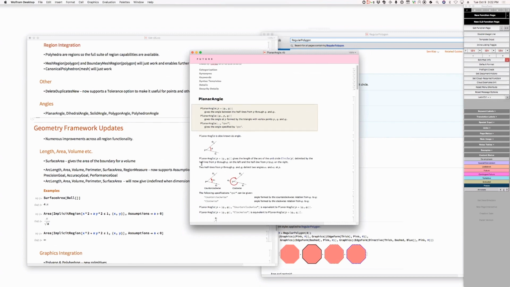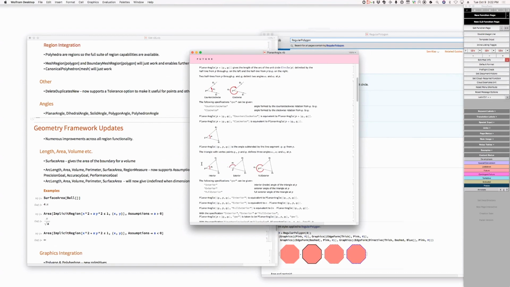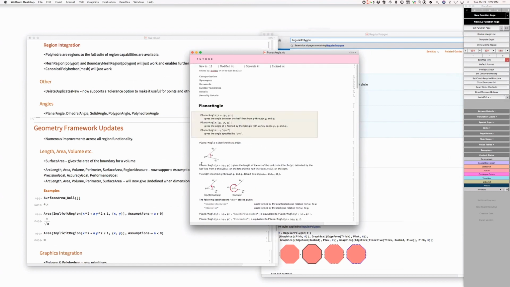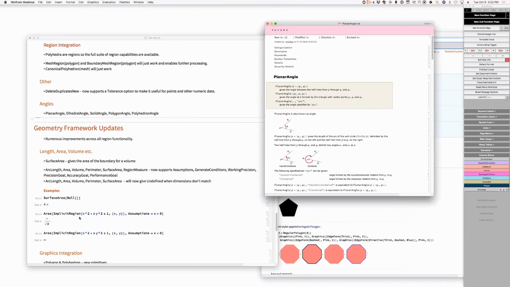Interesting. Nothing is ever simple. Okay, I understand. That makes sense to me. Okay, dihedral angle. So that's the 2D version. Yes.